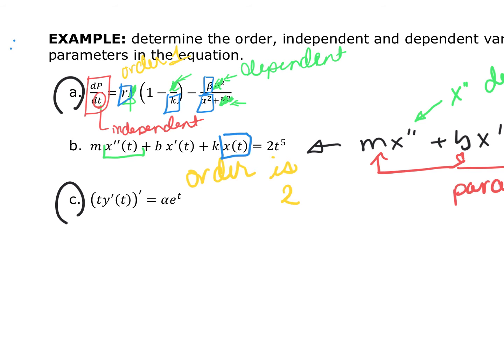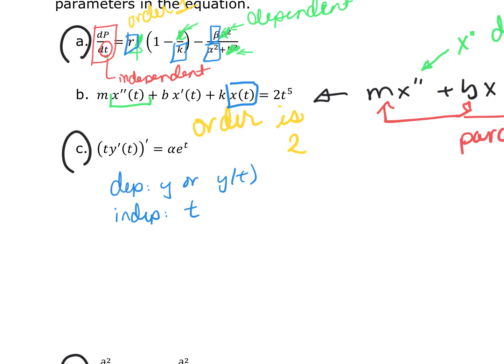Now, this one's easier than A because it's very clear what the dependent is. Your dependent here is going to be y, or you can write it as y of t. Your y is going to be dependent on what t is. So that means your independent happens to be the t. Now that means everything else must be, if I erase everything else out of there, that must be your parameters. So as you take a look at this, it's not e, because that's just a function.